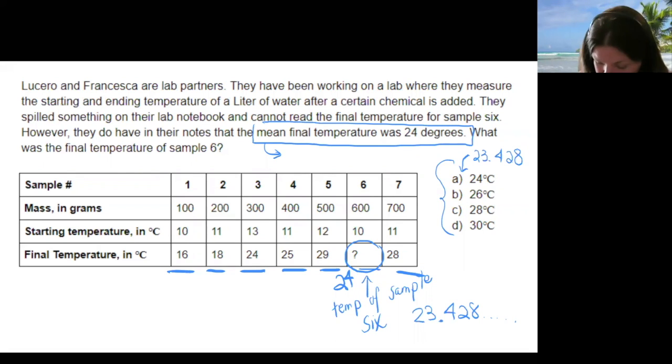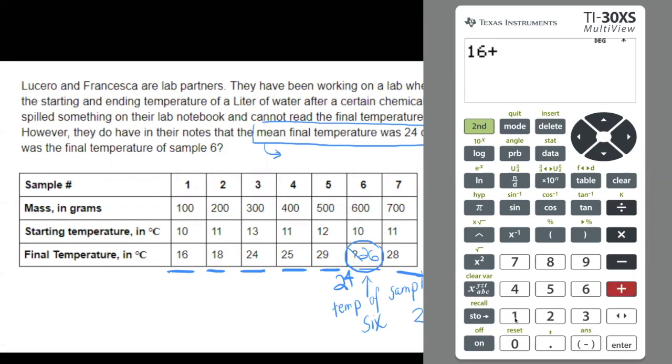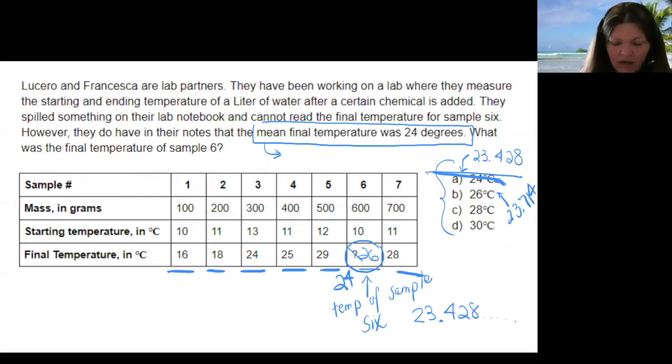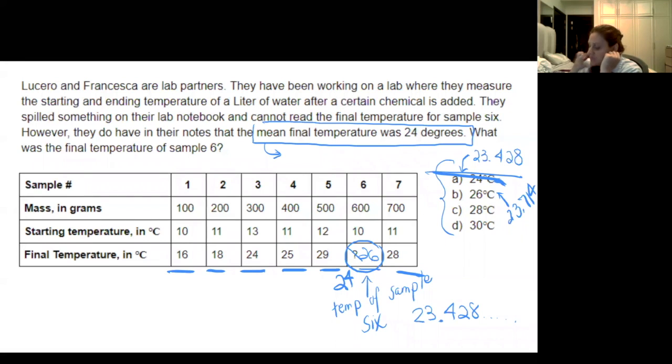Let's try 26. So I'm going to do it again, but instead of using a 24 here, I'll use a 26 here. So 16 plus 18 plus 24 plus 25 plus 29 plus 26 plus 28. That one gives me 166, and if I divide that by 7, ooh, I'm getting closer. It gave me 23.71, looking better than the last one, but it's still not perfectly 24. What do you think it is?